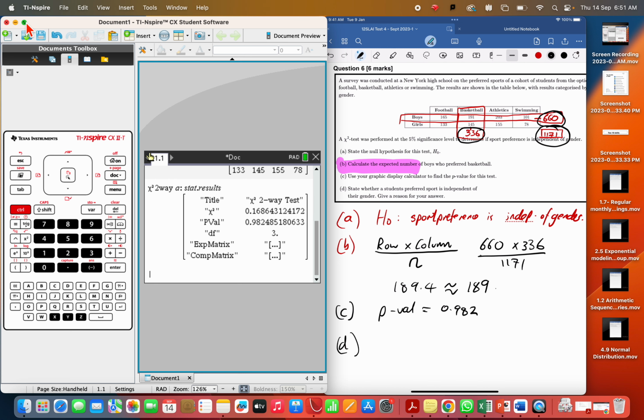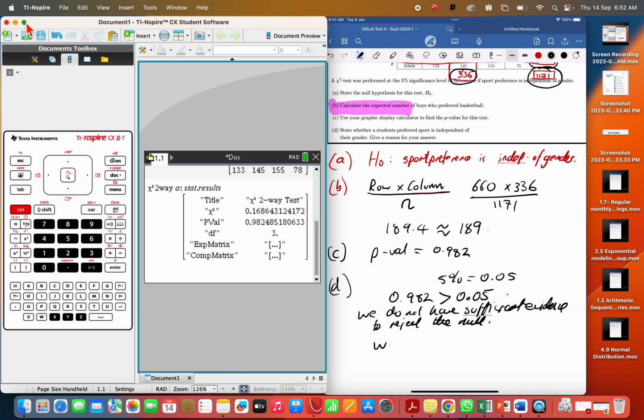And then D. Now remember, if P is low, the null must go. Now we're testing at 5%, and 5% is 0.05. So we've got to compare the P to this. Is P low? Is P lower than this? Then no. Because P is not lower, it's higher than this, the null does not have to go. We do not have sufficient evidence to reject the null. And that's another way of saying that we hold on to H naught and assume gender and sport preference are independent.